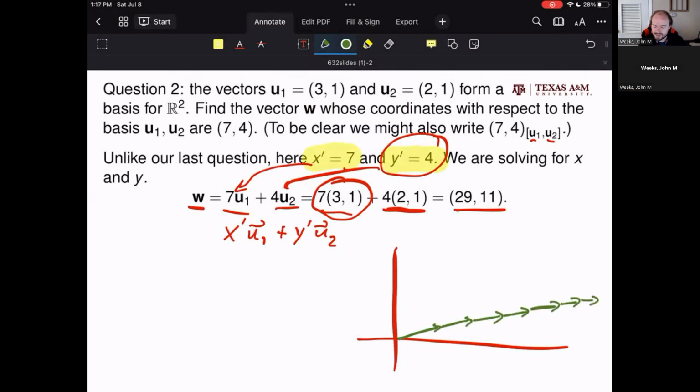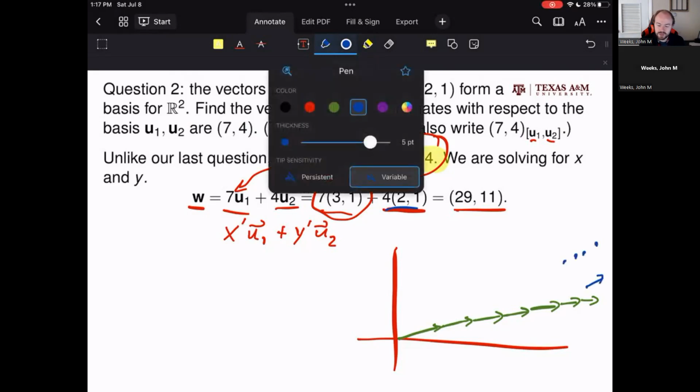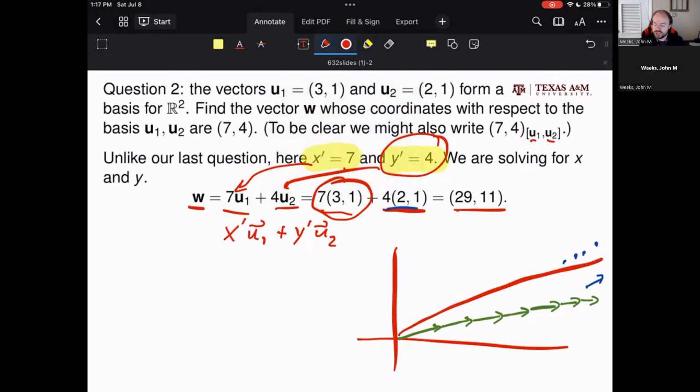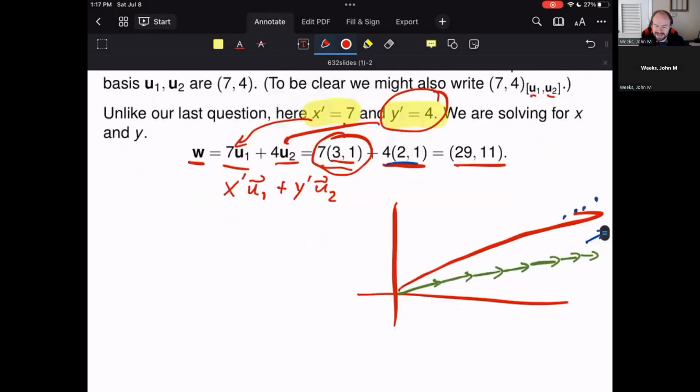So we have 7 things right here, and then we have to do the same thing in terms of 2, 1 as well. So this is going to go well off the screen until we get to our vector 29, 11, and that's why we have such a big vector over here. 29, 11 is a very, very big vector because we have to add so many of these vectors together in order to get to that point.